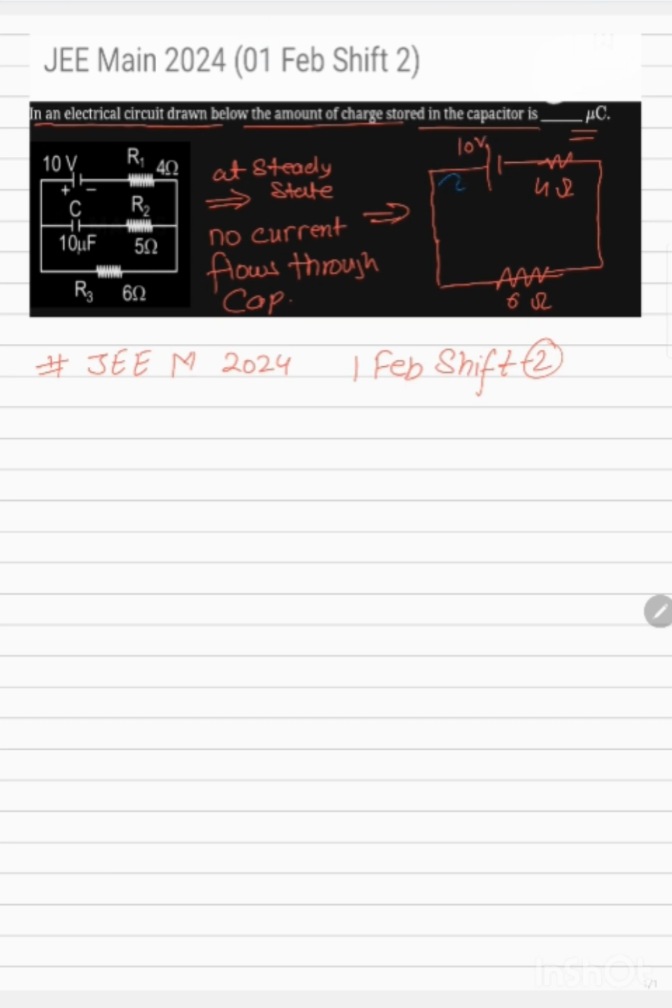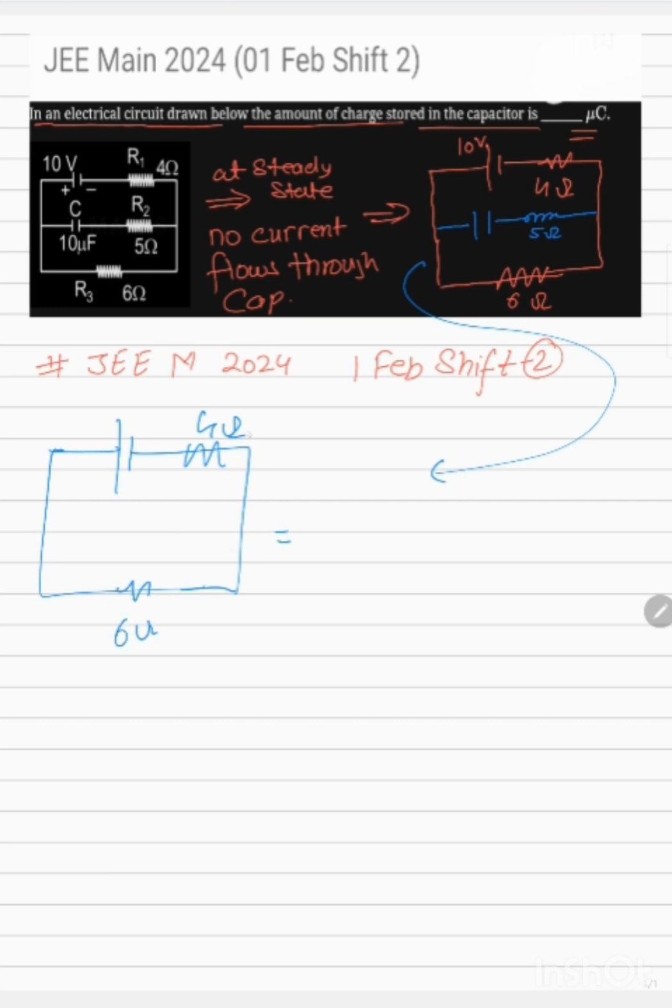We mention the 4 ohm and 6 ohm resistances, and the battery provided is of 10 volts. Then there is a capacitor of 10 microfarad which is connected in series with a 5 ohm resistor, resistor 2. But no current is flowing in this blue line, because the capacitor at steady state behaves as a broken circuit.